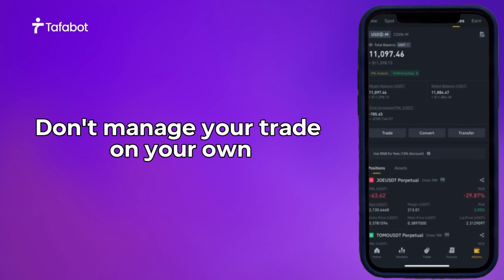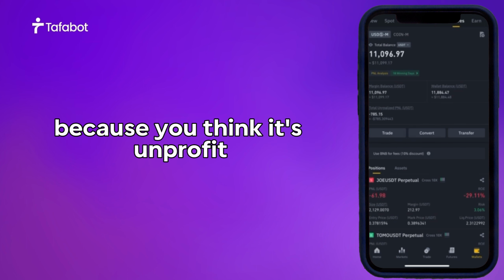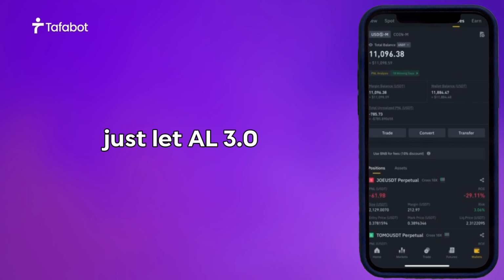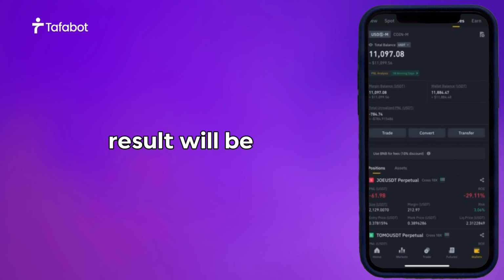So you want to sit relaxed. Don't manage your trade on your own. Don't try to stop the ball. Don't try to close the trade because you think it's on profit. Just let AL 3.0 run its full course, and you're going to see how amazing your profit result will be.